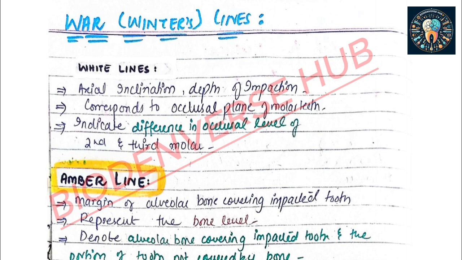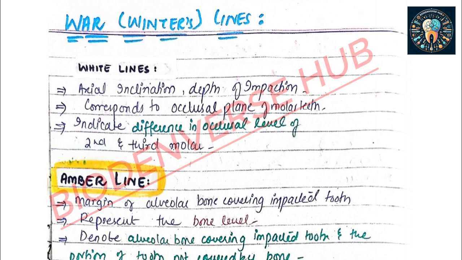The word WAR indicates that W represents the white line, A represents the amber line, and R represents the red line. So we will be discussing the three lines in the WAR lines, that is the white line, the amber line, and the red line. Let us first discuss the white line.